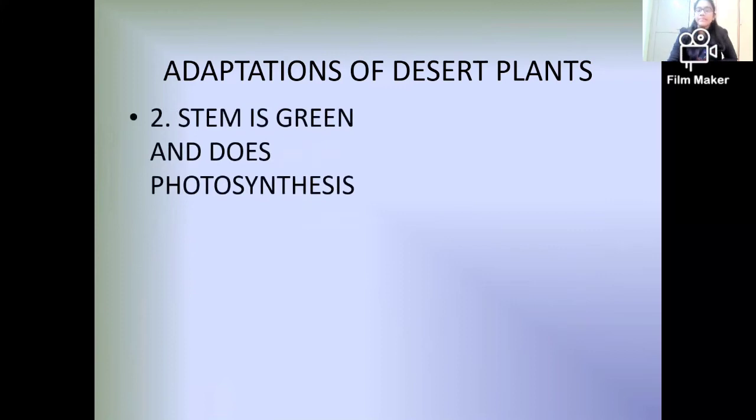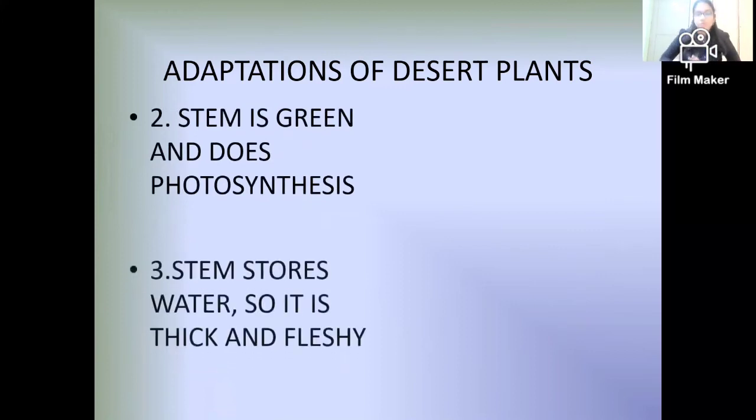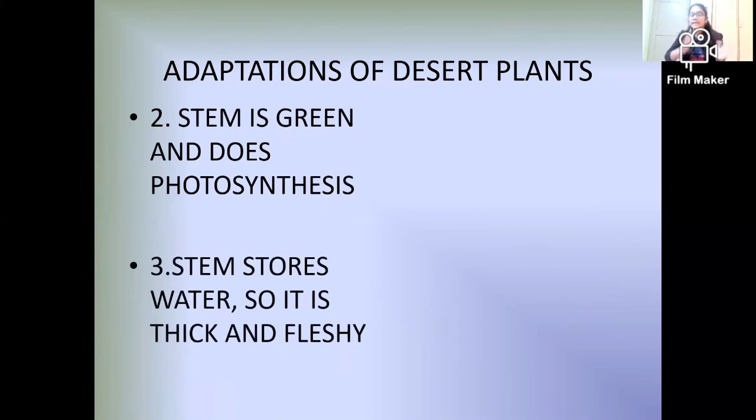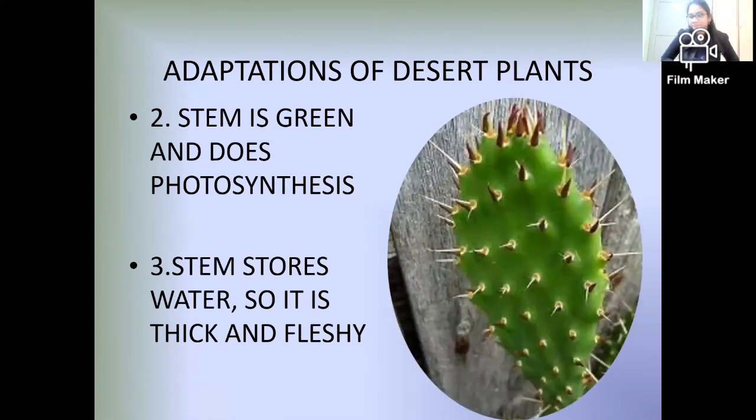The second is that the stem is green and does photosynthesis. The stem also stores water, so it is thick and fleshy. You can see the cactus's stem is very thick and fleshy, but hard. In the previous slide, the round part is its stem. So the stem is green and photosynthesis happens in the stem, not in the leaves. And the stem stores water, so it is thick and fleshy. You can see that's the stem of a cactus.